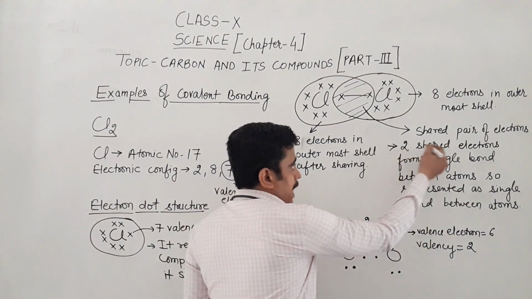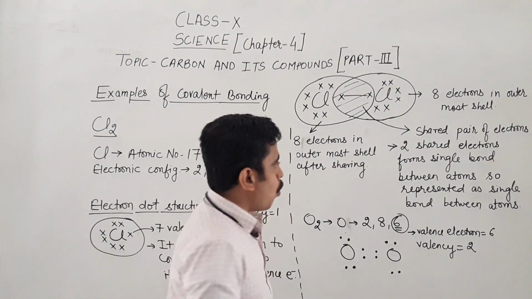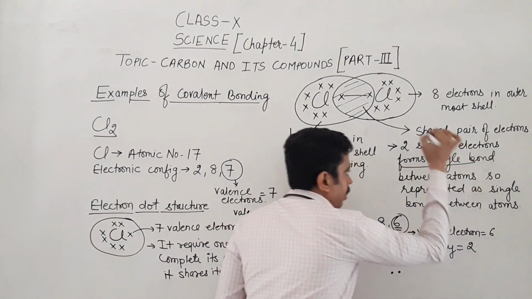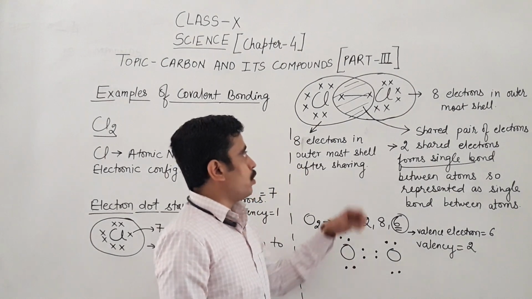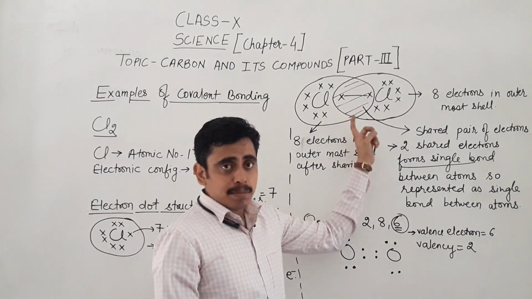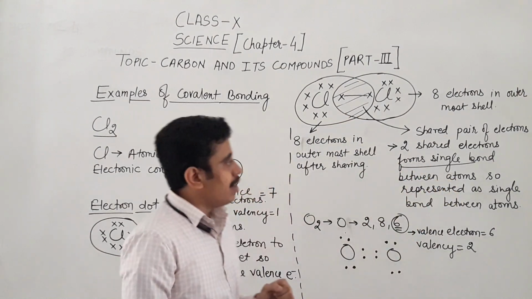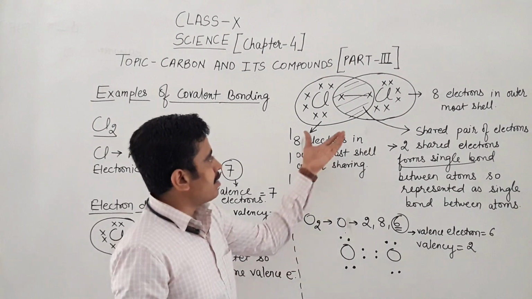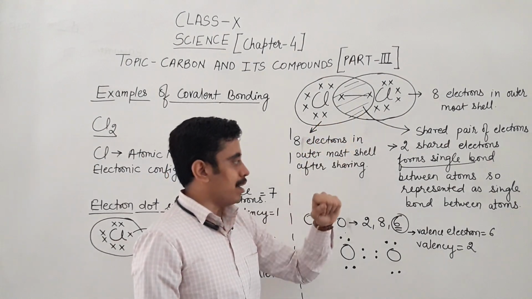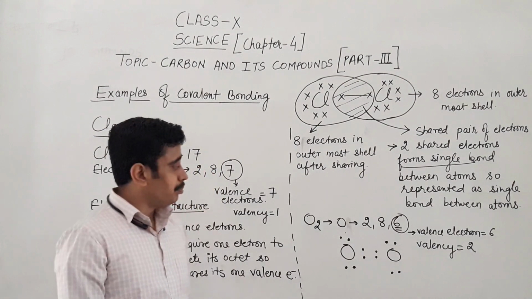Now when 2 electrons are shared between the atoms, they form a single bond. I again repeat, when 2 electrons are shared between the atoms, it forms a single bond, and this bond is represented by a single line between the atoms, as you can see. Let's see one more example.